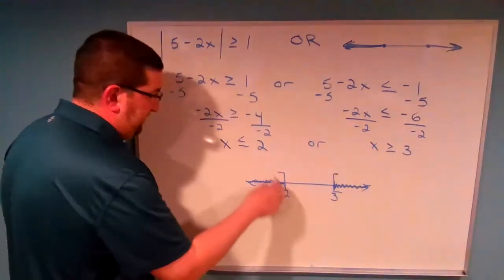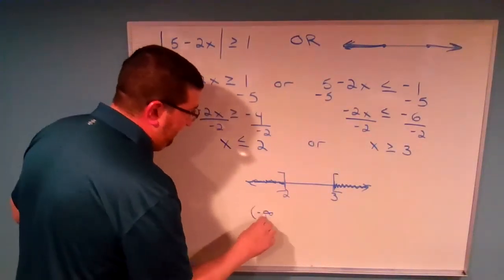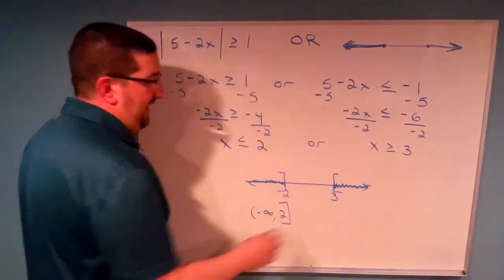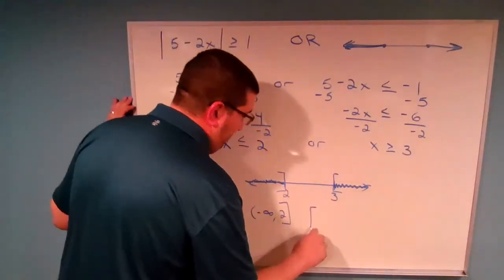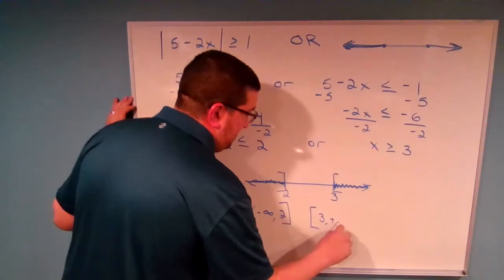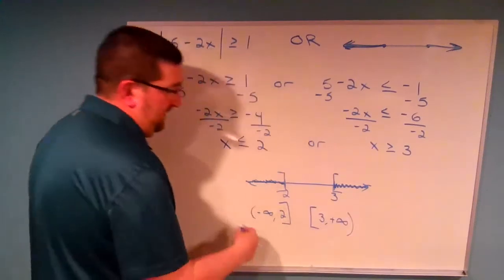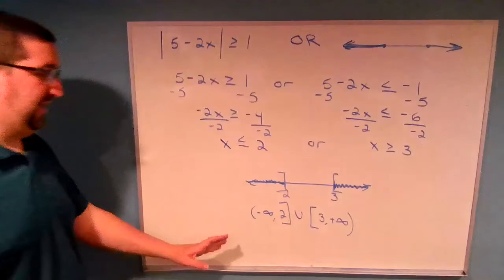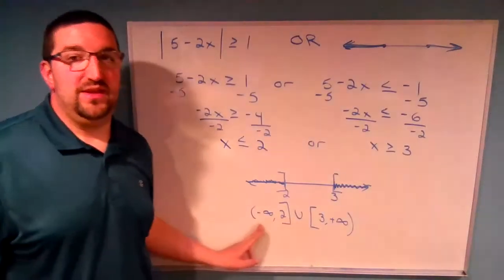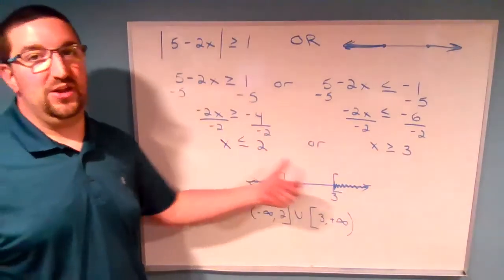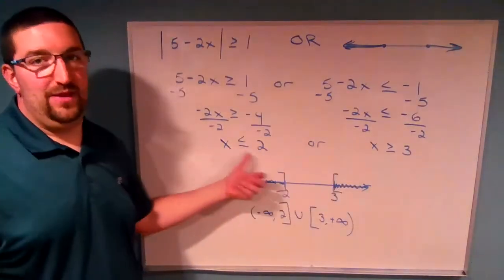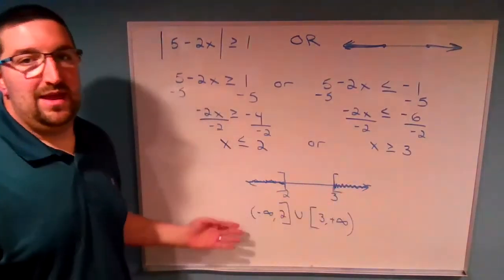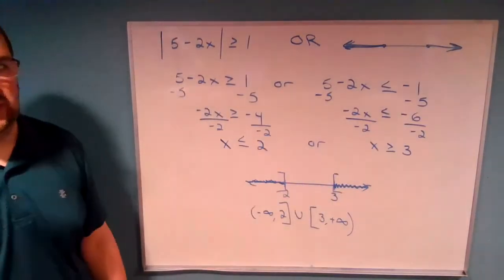To represent this in interval notation, we would say this first interval would be from negative infinity to 2, including 2. And this second interval would be from 3 to positive infinity. Now, to link the two intervals together, we put a U in between. That means in union with. So we have our inequality answers, right? With an OR statement, we have a graph on a number line, and then we have our interval notation answer.